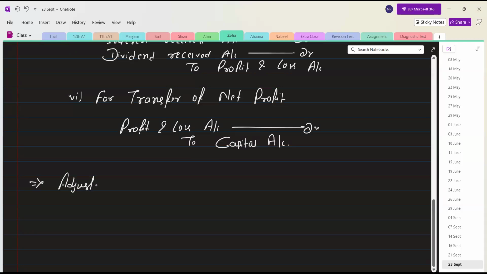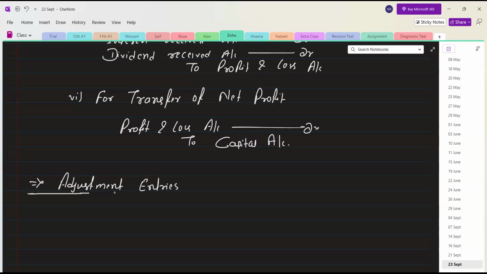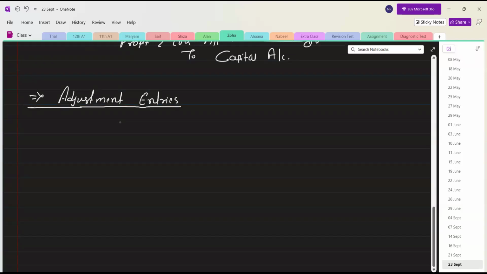Then there are adjustment entries, or you can say miscellaneous entries. Adjustment entries means entries generally omitted or not done at the end of the year. At the time of preparation of final accounts, you have seen that there are some adjustments given. Those are called adjustment entries. So now, what are the entries we have to write here?